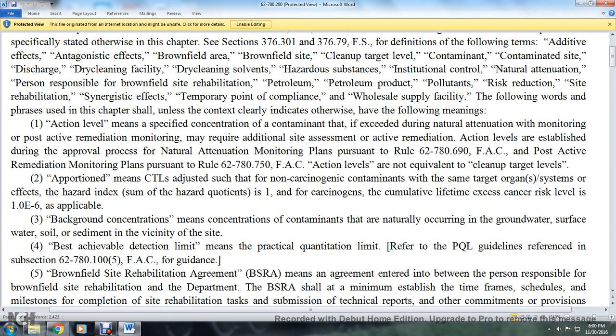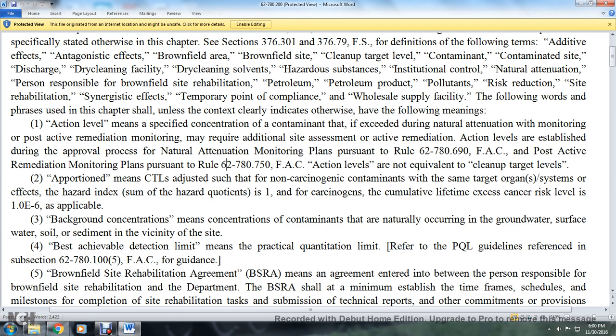Background concentration means the concentration of contamination naturally occurring in the groundwater, surface water, soil, and sediment in the vicinity of the site. Best achievable detection level means the practical quantitation limit, referring to the PQL guidelines referenced in subsection 62-780.105.